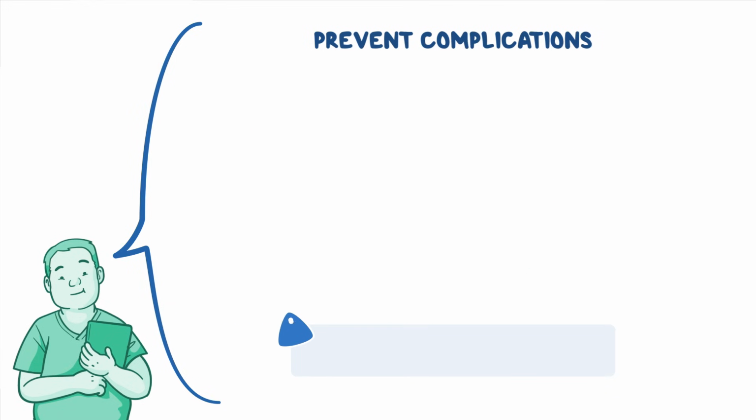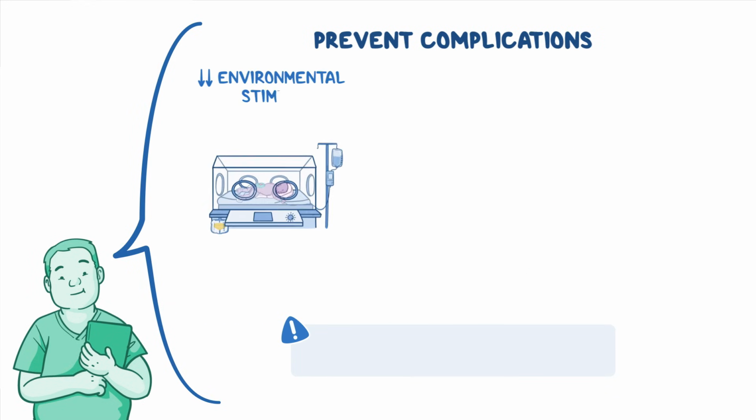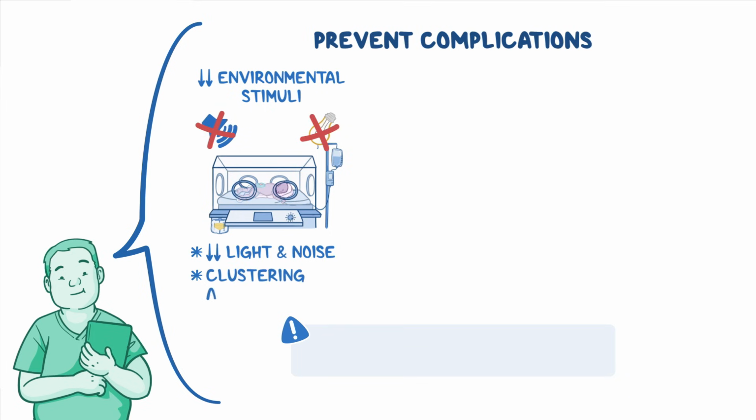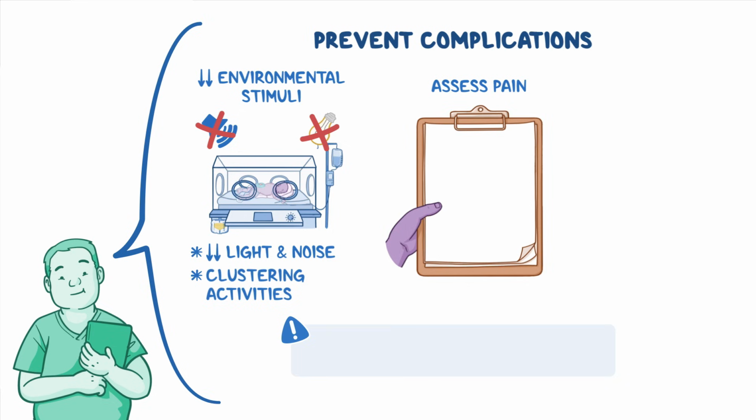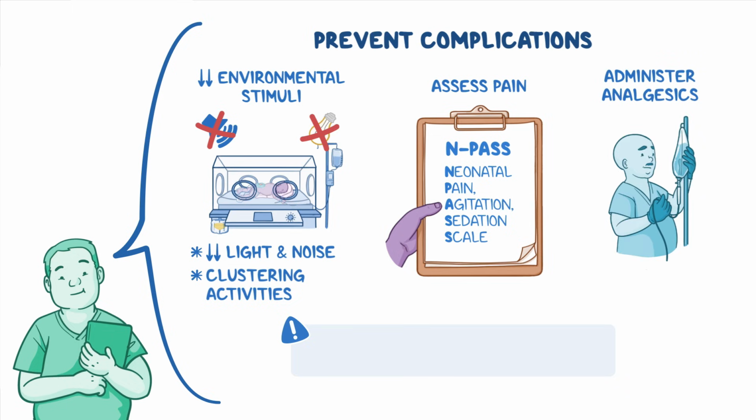During care, you'll also want to decrease environmental stimuli by reducing light and noise, and by clustering activities as much as possible to allow periods of rest. Assess the infant frequently for signs of pain using an appropriate pain scale like the Neonatal Pain, Agitation, and Sedation Scale, or N-PASS, and administer the prescribed analgesics. Once the infant is stable, assist with preparing for surgical closure of the defect.